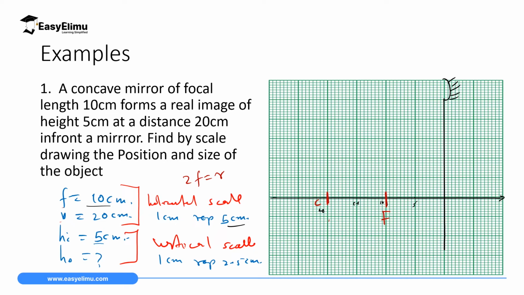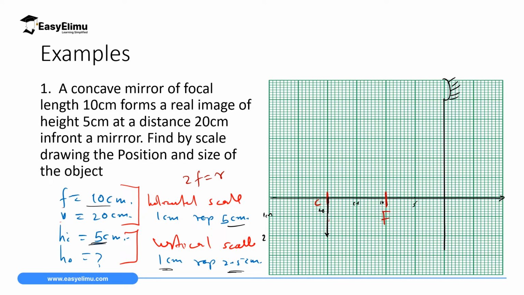Remember, when an image is formed in front of a concave mirror, it is inverted. It's 5 centimeter, and 1 centimeter on the graph represents 2.5. So if we have this one as our 1 centimeter, it represents 2.5. 2 centimeters will be here. So for us to draw 5 centimeters of vertical height, we have to draw 2 centimeters. 1 centimeter is 2.5, so 2 centimeters will represent 5 centimeter. So here we will draw an image which is upside down like this one here, and it is 5 centimeter.